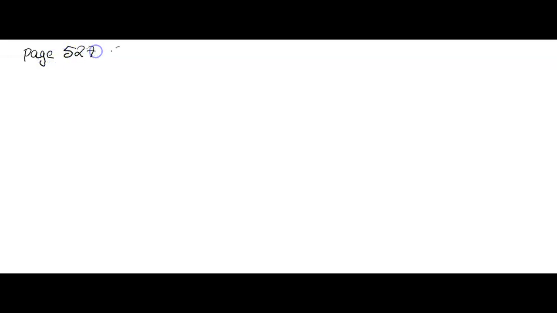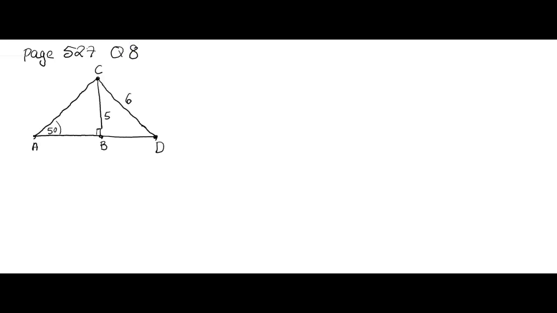527, question 8. Okay, so I'm just going to draw out the triangle there for you, okay? I have it drawn out there for you, so just reading the question then. The diagram below is a plan of a triangular shaped dormer window. All measurements are in meters. All line segments represent the frame of the window. Calculate the length of BD to the nearest centimetre.